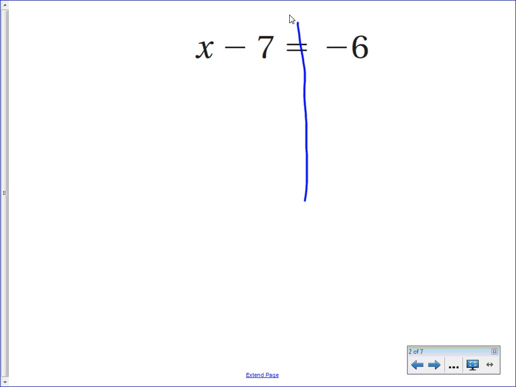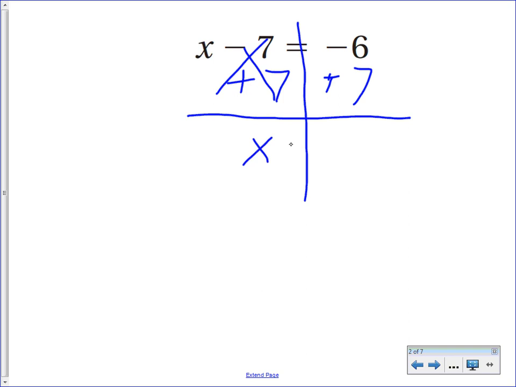In order to get the variable by itself, I have to undo everything else that they're doing. So to get x by itself, they're subtracting 7. I am going to add 7. And if I do it on the left, I have to do it on the right. A negative 7 or minus 7 plus 7 cancels out, leaving me with just my variable by itself. A negative 6 plus 7 gives me a positive 1.